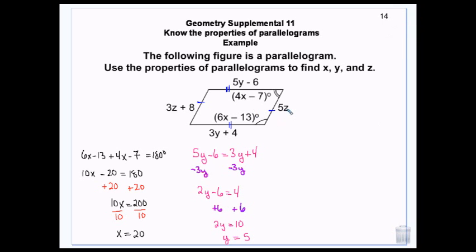All right, so next we have the z's, and that's on the shorter sides, and those two sides are also equal. So 5z is equal to 3z plus 8, and you're going to subtract 3z from both sides. So I get 2z is equal to 8, so z is equal to 4.